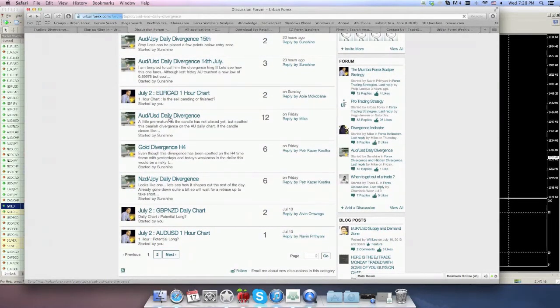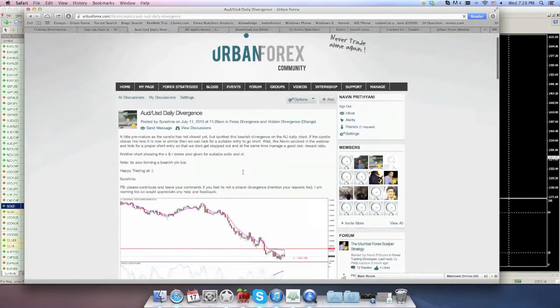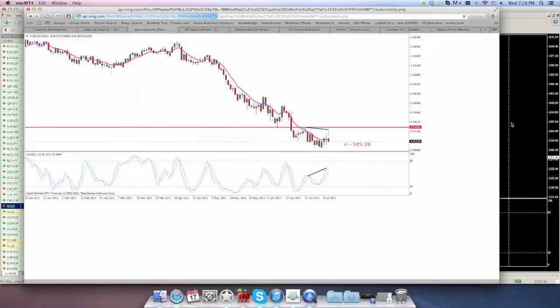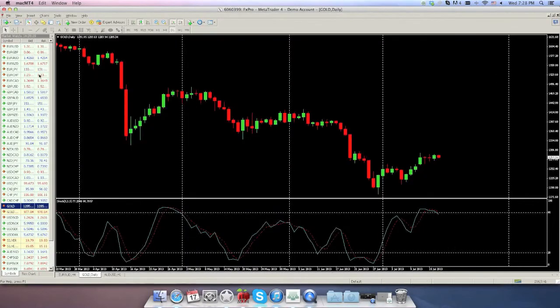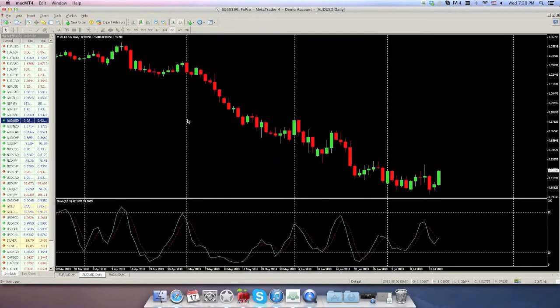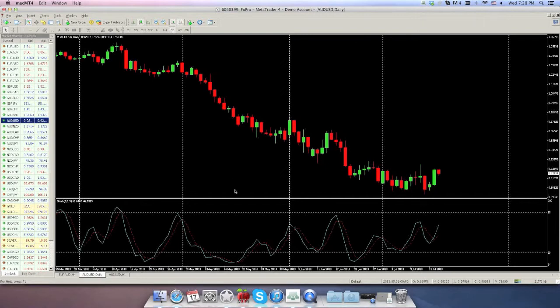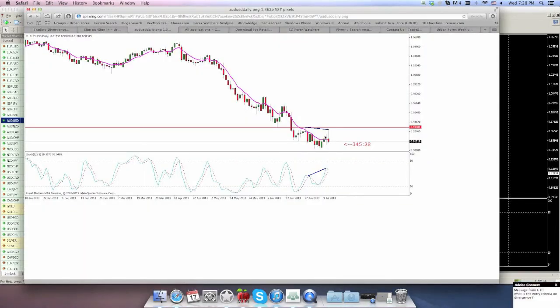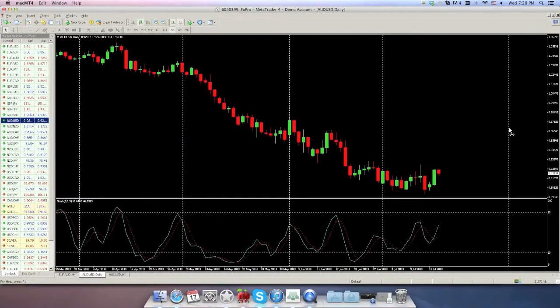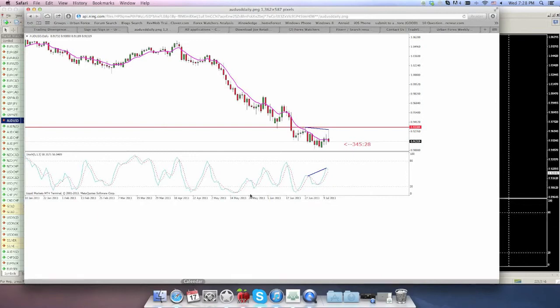Aussie dollar, daily. Let's take a look at what we have on Aussie Dollar Daily. Here's Aussie Dollar Daily. What did we have here? 27th of June to 9th of July. This is what was spotted. Now let's take a look. How many of you guys took this one?